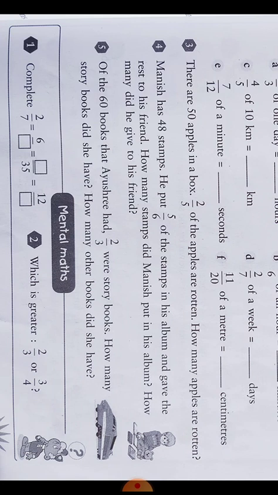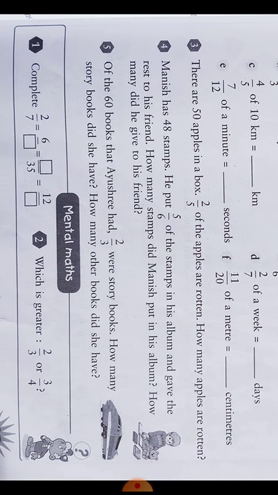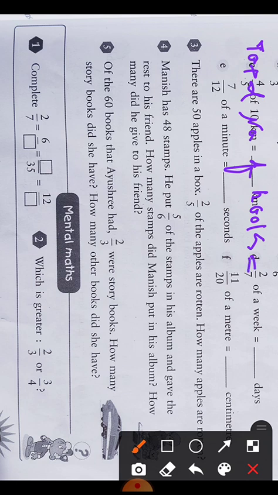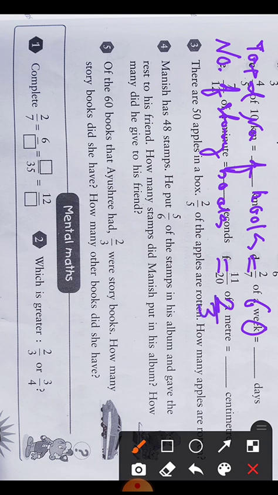First of all, you write total number of books. Total number of books is equal to 60. Then number of story books. Number of story books is 2 by 3.